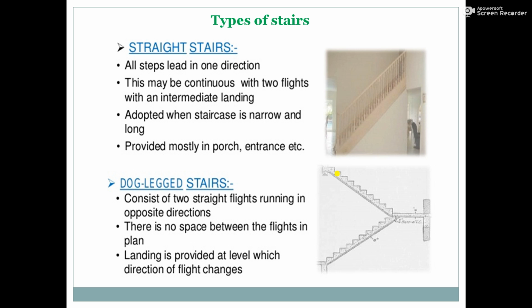Now the next, that is the types of stairs. There are different types of stairs which are used in the structure as per the design considerations. The first type of stair is the straight stairs. In these straight stairs, all steps lead in one direction only. So a single stage is there. In this figure you can see a single stage. All the steps are leading in only one direction, that is known as a single stair or straight stair. This may be continuous with two flights with an intermediate landing.